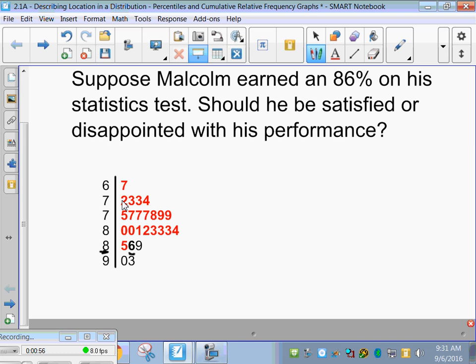So notice all the ones that are in red are how many people scored below Malcolm's. We have 1, 2, 3, 4, 5, 6, 7, 8, 9, 10, 11, 12, 13, 14, 15, 16, 17, 18, 19, 20, 21. So 21 people scored below him. So you're only counting how many are below his score out of the total. So it's 21, 22, 23, 24, 25. So 25 total tests. So 84% of the class are below.